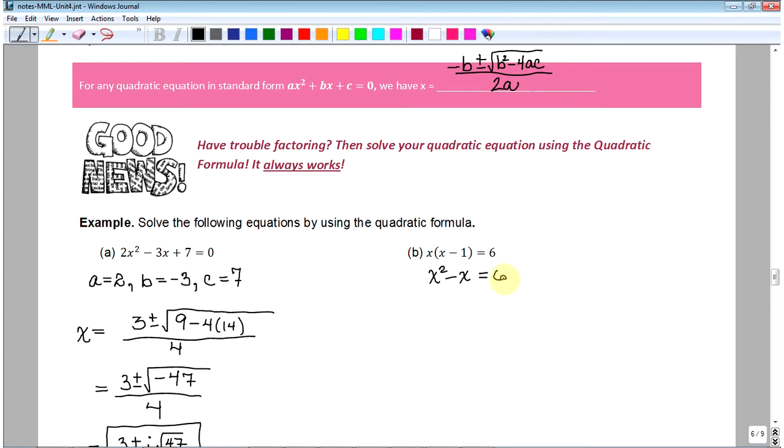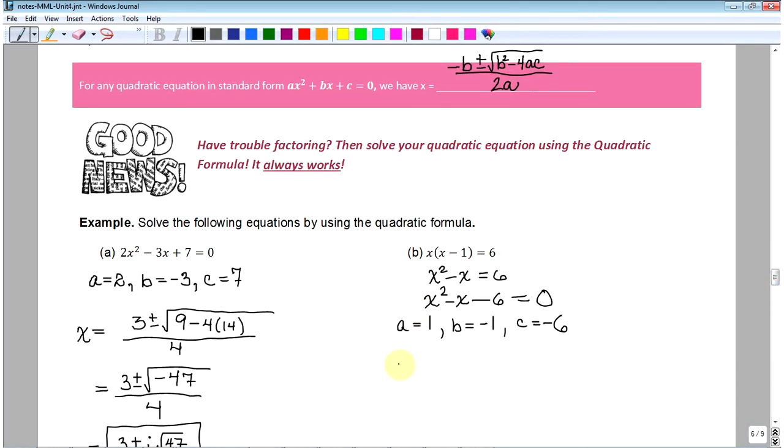Still not in the right form because I need 0 on one side. So I'm going to subtract the 6 over. And now I have my equation equal to 0, and now I can use my quadratic formula. So first thing I'm going to do is write what my a, my b, and my c are. A is the coefficient of x squared, which is 1. B is the coefficient of x, which is negative 1. And c is our constant, negative 6.